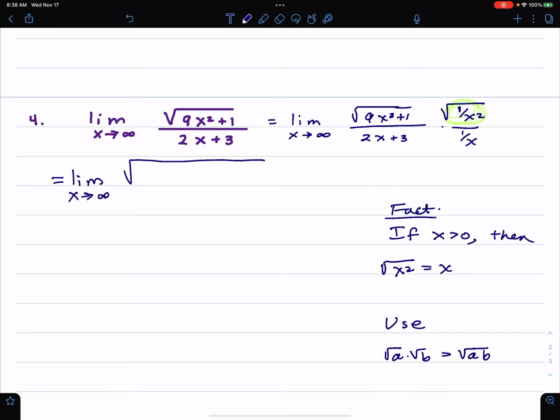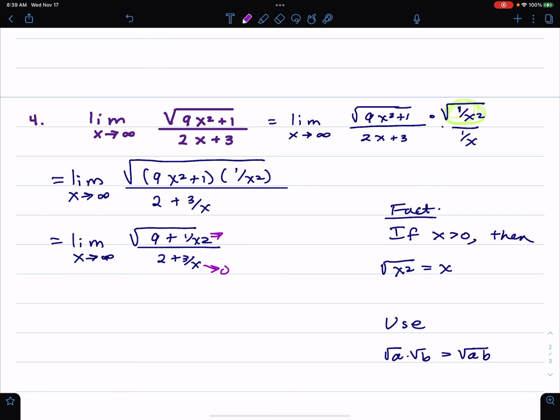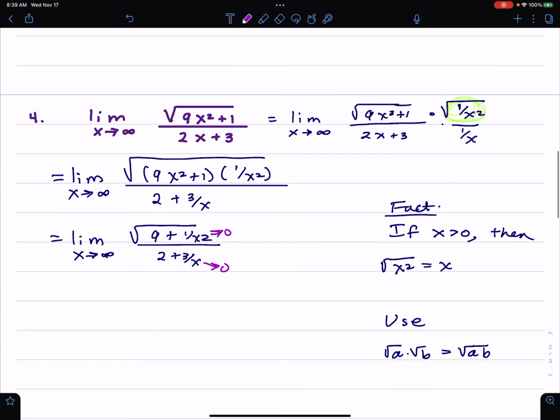Simplifying more, the square root of 9x squared times 1 over x squared is 9. 1 times 1 over x squared is 1 over x squared. Those terms go to 0. So we get the square root of 9 over 2, which is 3 halves.